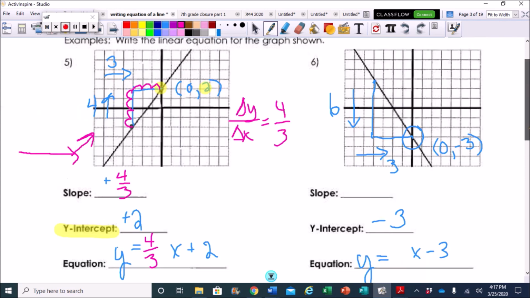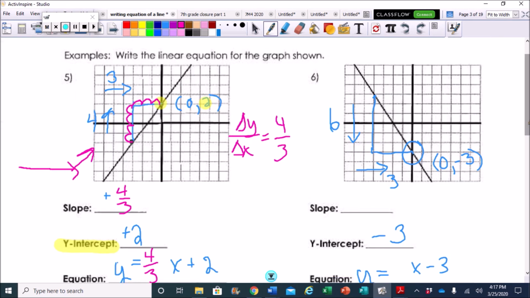The other graph. Sorry, I'm getting distracted because I can hear my children fighting outside.